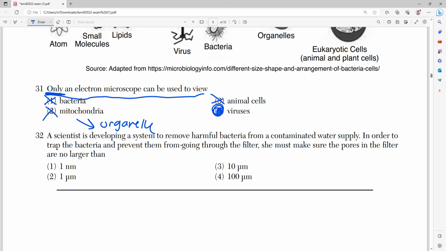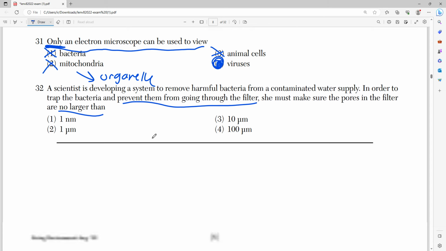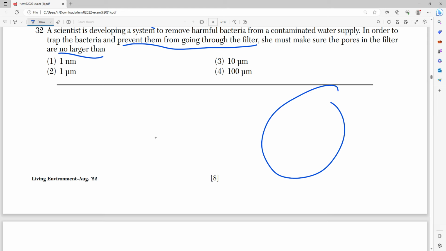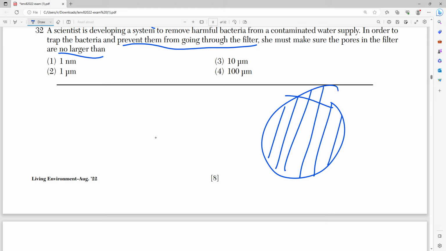Moving on to question number 32, it tells us that a scientist is developing a system to remove harmful bacteria from a contaminated water supply. In order to trap the bacteria and prevent them from going through the filter, she must make sure that the pores in the filter are no larger than what? So if you don't know, pores in a filter, this is pretty much a filter, it's kind of like a net, and it catches debris, it catches bacteria, it catches particles. So think about this as one giant net.